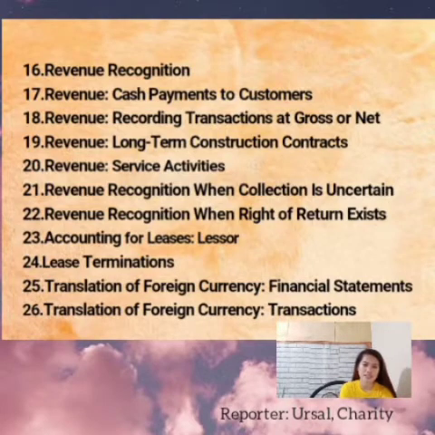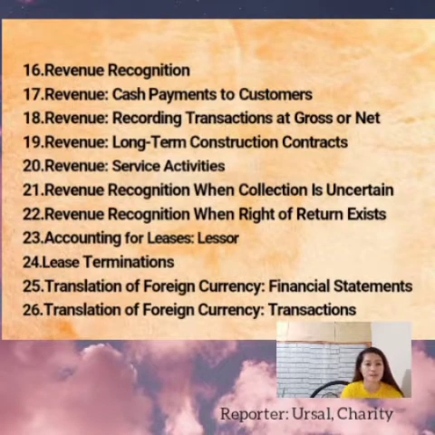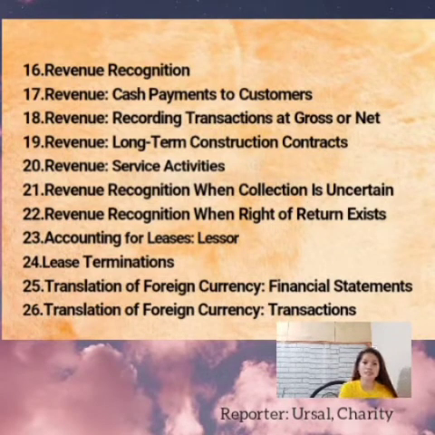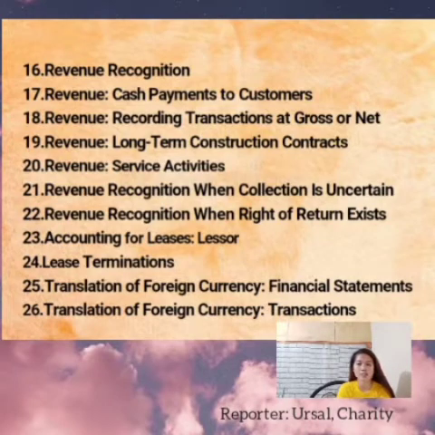Accounting for leases. The lessee is the tenant, the one who rented the property. The lessor is the landlord, the owner of that property. Lease termination. Match the date of the lease termination notification to the recognition of any losses associated with the termination.